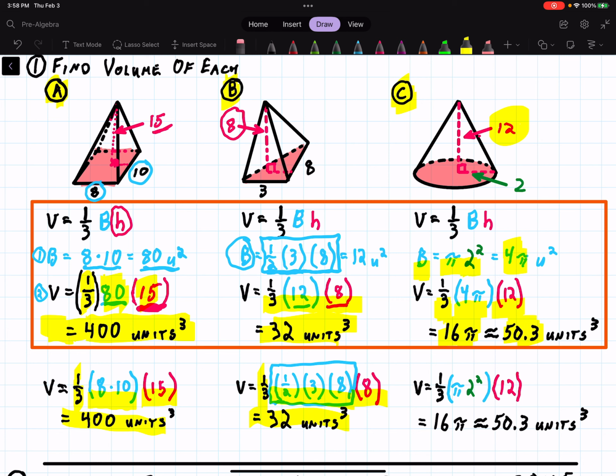And once again, on the bottom here, I just multiply it all at once. 1/3 times the area of my base, which is pi times 2 squared, which is 4 pi, times 12, gives me 16 pi, or 50.3 units cubed.